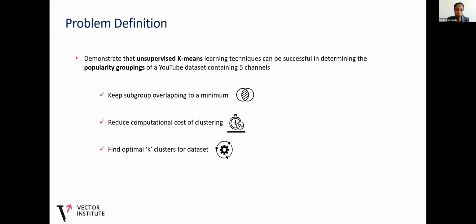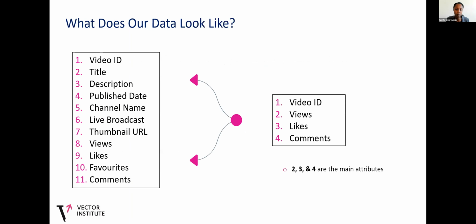So the definition of our problem here is to demonstrate that unsupervised k-means learning techniques can be successful in determining the popularity groupings of a YouTube dataset containing 5 channels. The criteria is to minimize the overlap between adjacent subgroups, to save the training time, and ultimately to find the best number of clusters for the dataset.